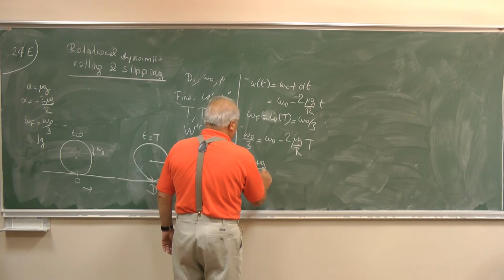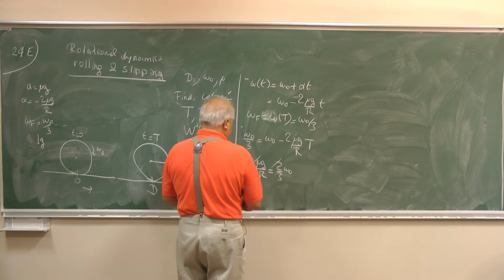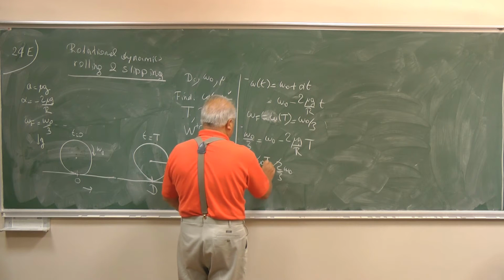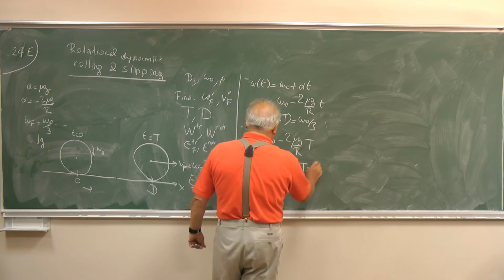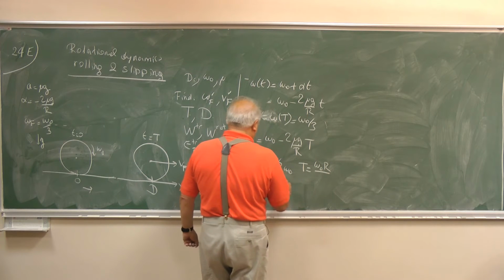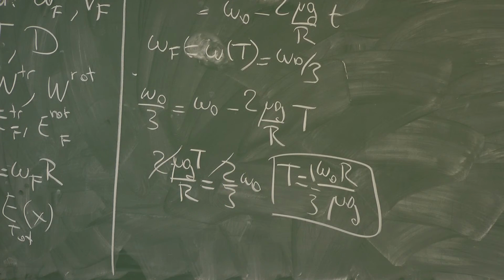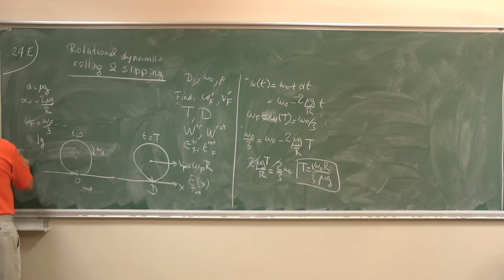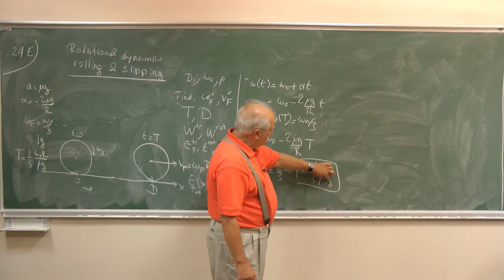So 2 mu g over r times t is equal to 2 over 3 omega 0. The 2's cancel. T is omega 0 r over mu g, and 1 over 3. So let me write here: T equals 1 over 3 omega 0 r over mu g. Dimensions checked. This is L over T, this is L over T squared, so it's T.